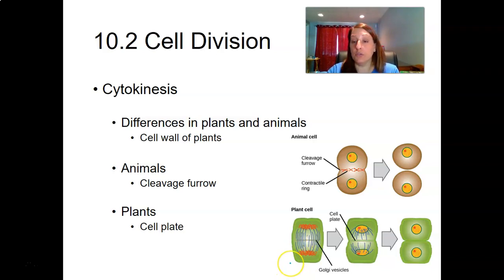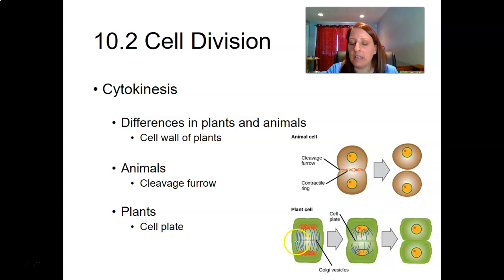Okay, so usually what's going to happen in plant cells is, we can't just pinch apart the two plasma membranes because we have a cell wall. So what will happen are these vesicles carrying cell wall components, as well as plasma membrane components. They'll start to be sent to the midline, the middle of the cell, and they'll start to lay down those components. And so early on in cytokinesis, what we'll see in plants is something called the cell plate.